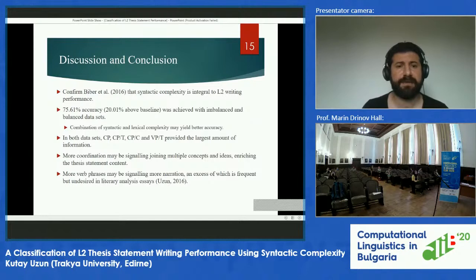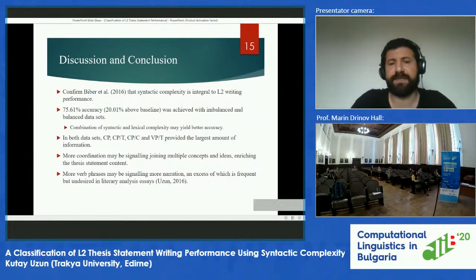And that could be because syntactic complexity is just one aspect of writing quality, and then we have lexical complexity as well. So combining maybe both variables would result in an increased accuracy. And then in both data sets, coordination and the number of verb phrases provided the largest amount of information.